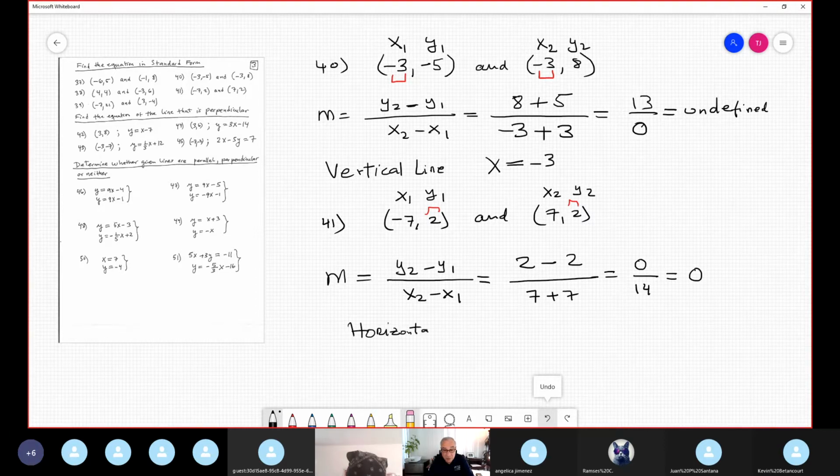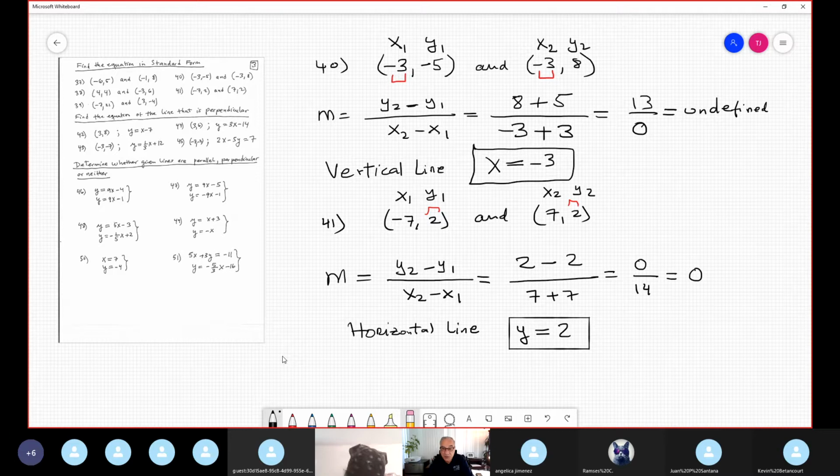A horizontal line is always y equal to any number. What number? Well, the number gets repeated, in this case 2. Done. This is the final answer. Okay, I forgot to enclose it in the box. Any question? No?